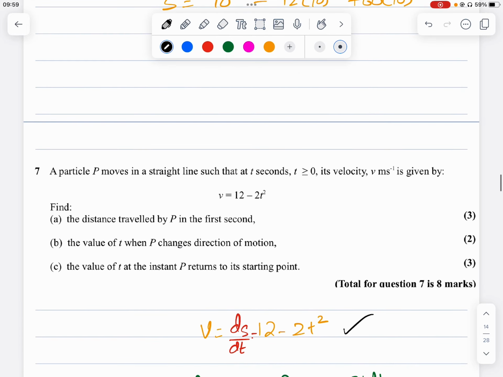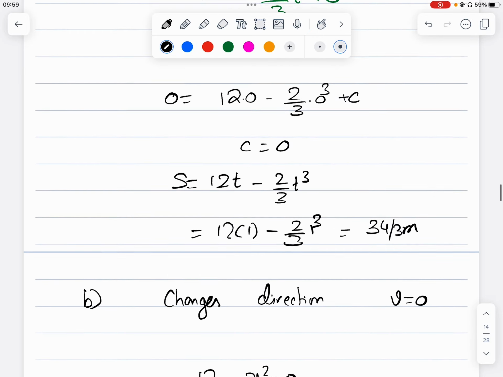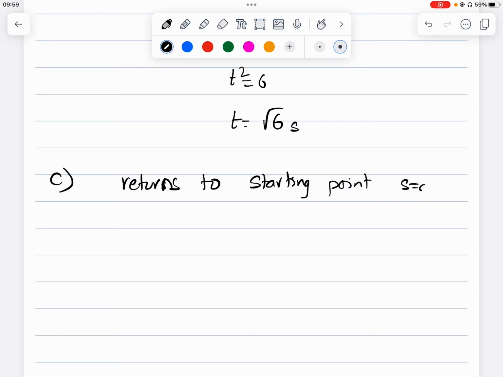Then the value of t at the instant P returns to the starting point. It has to return to the starting point. What does it mean, returns to starting point? Returns to starting point means nothing but what? S should be equal to 0.